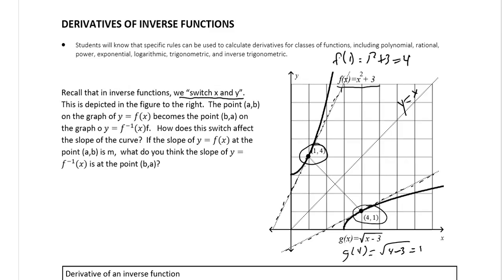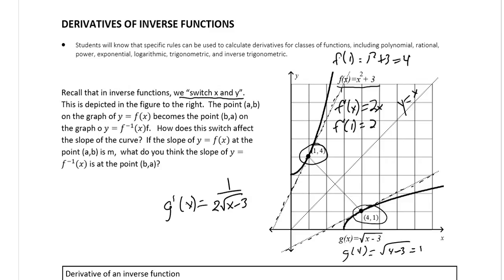Well, I can take the derivative of both these functions. f prime is just 2x, which means f prime of 1 would just be 2. And now you might speculate what you think the slope here is. We switch x and y, but we can calculate g prime. Let's do that over here. Of course, it's a trivial chain rule because the derivative of the inside is 1. So it's 1 over 2 root x minus 3.